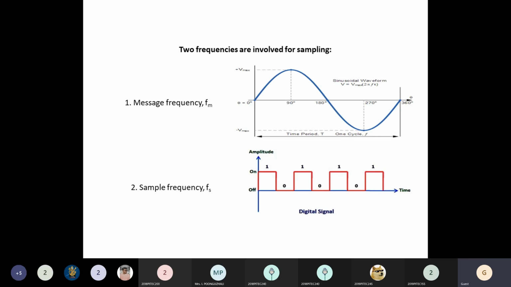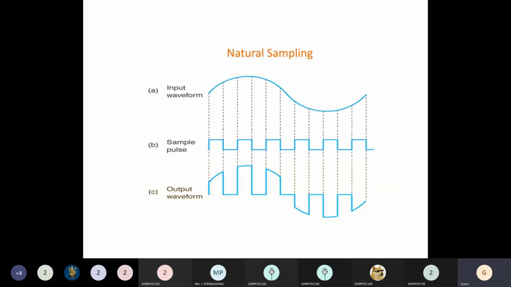First we are going to see what signals are involved here, and the frequencies, the terms we use in the problems. That is very important. We all know the frequency of the signal and the amplitude of the signal. The notation for message frequency is fm, and sample frequency is fs. We are going to take the samples by using this sample frequency alone.